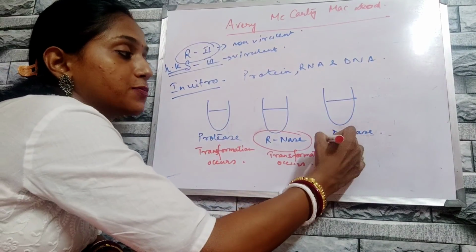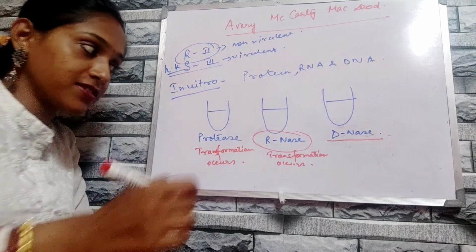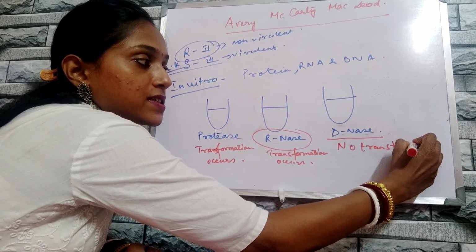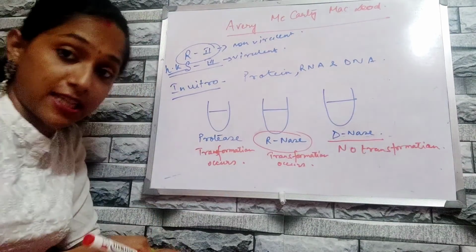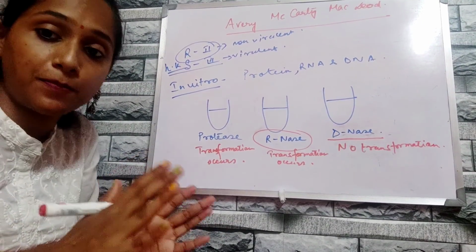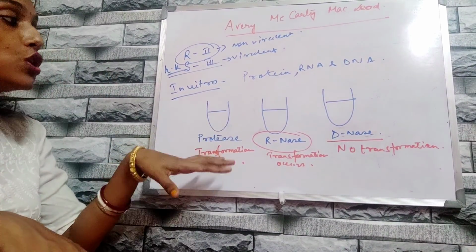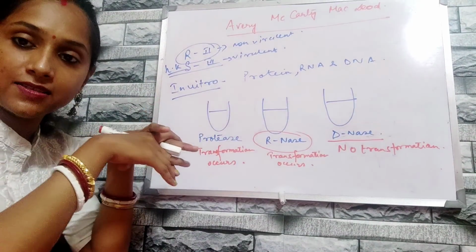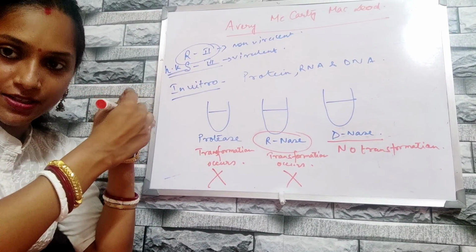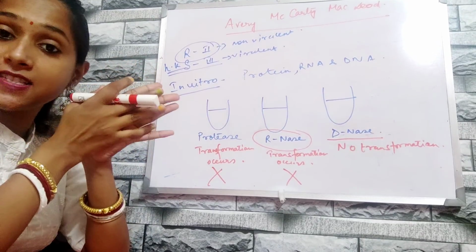Next, they performed the experiment with DNase, the DNA digesting enzyme. Here they saw that no transformation takes place. As DNA is absent after digestion, no transformation takes place. So it is evident that DNA is the genetic material. They concluded that DNA is the genetic material, whereas protein and RNA are not. In this way they proved that DNA is the genetic material.